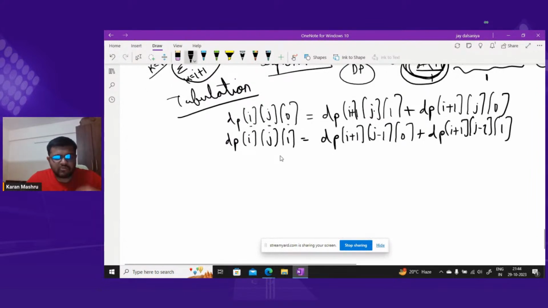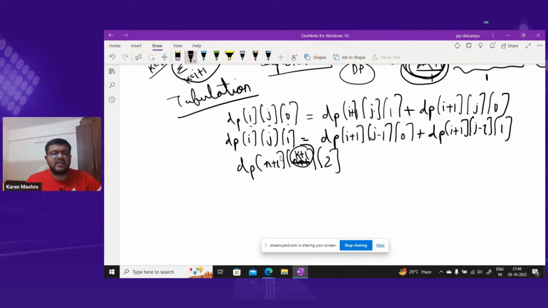Okay, and what will be my dp size? I will take dp size of n plus 1, n plus 1, or let's say k plus 1, because this is the summation f value, I do not want to go further than k, and here I will take 2 because there are two choices, 0 or 1. Okay, and I will fill this table, and what will I return?